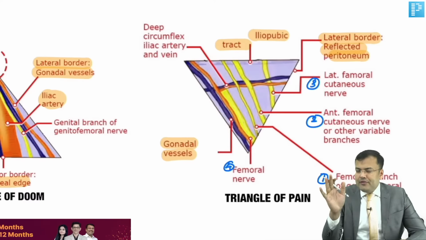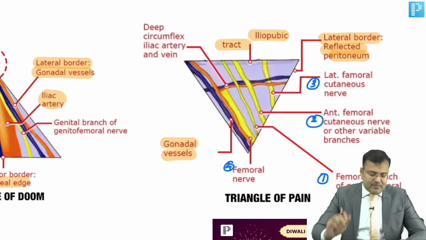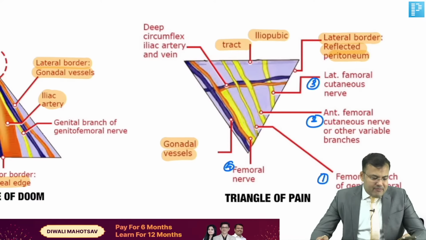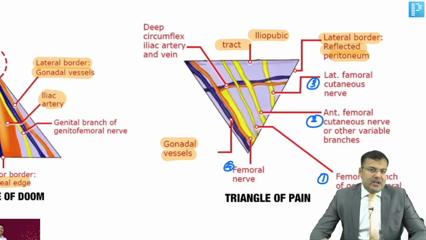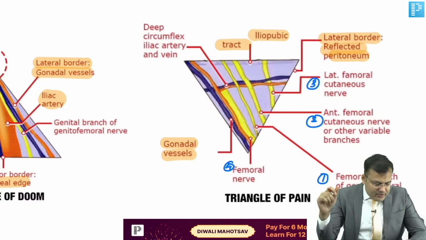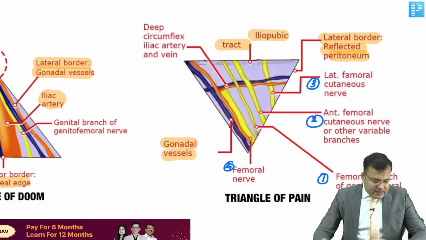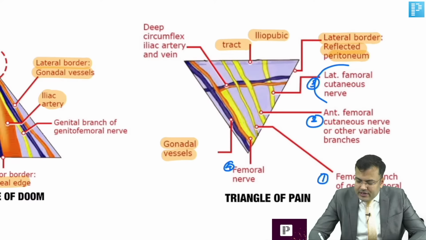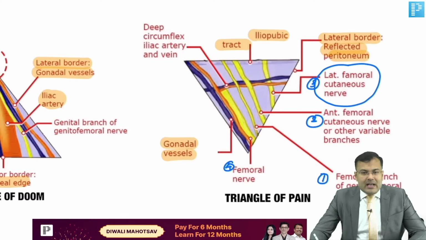Now, one question for all of you. Can you tell me, out of these 4, which one is most commonly injured during laparoscopic hernia repair? Waiting for your reply. Guys, tell me, I am waiting for your reply. It's a famous question. Very good, almost everybody is correct. It is the lateral femoral cutaneous nerve, or lateral cutaneous nerve of thigh. This is most commonly injured during laparoscopic hernia repair.